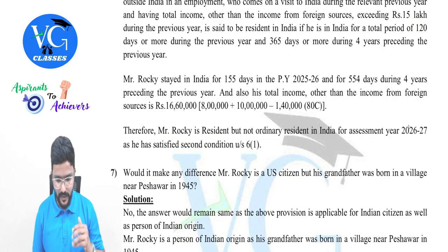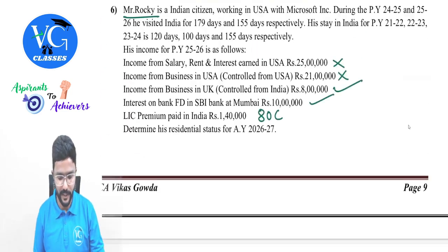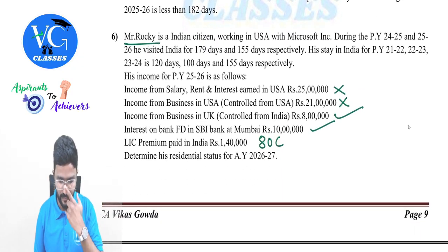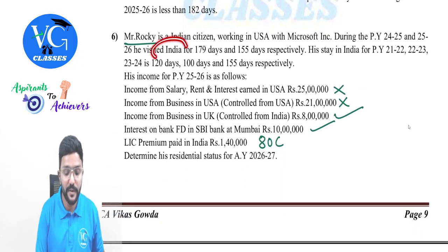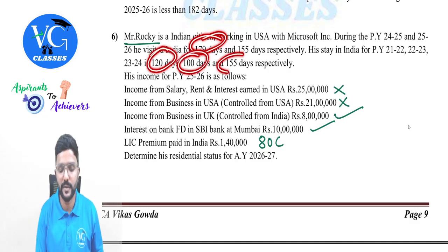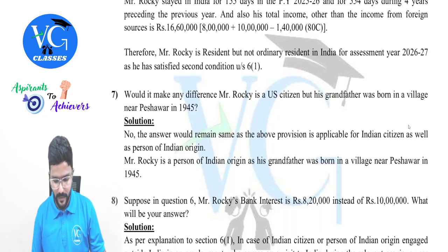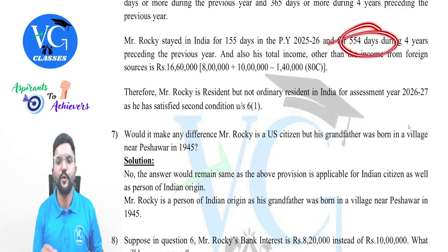Okay, sir. So for the last 4 years, check how many days he was in India. 554. We need to add all this. He is coming to India for a visit. So for the last 4 years, how many days? 179 plus 120, 100 plus 155, guys. So it comes to 554 days.